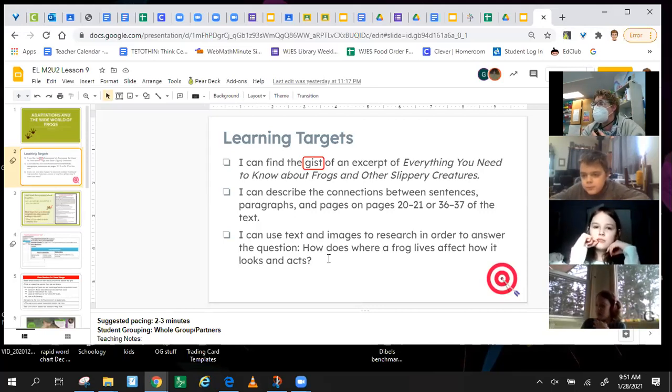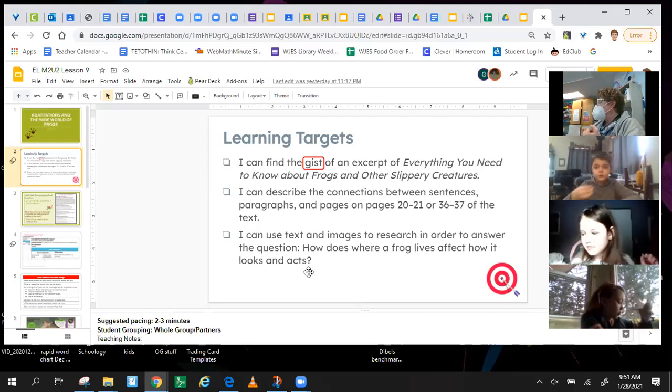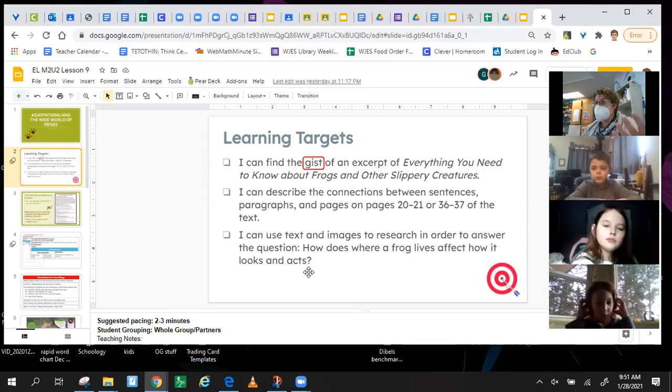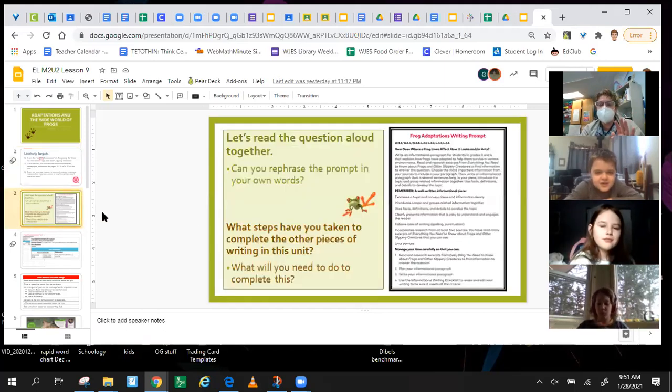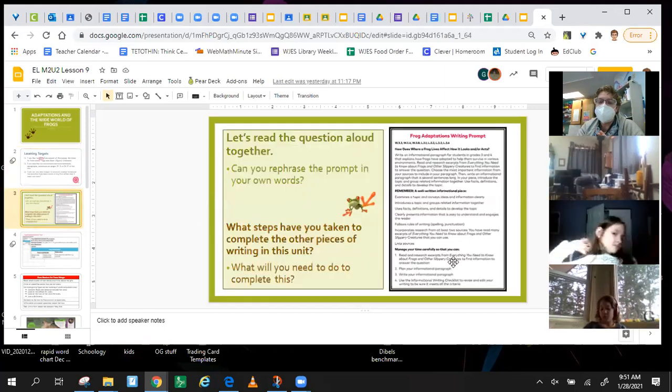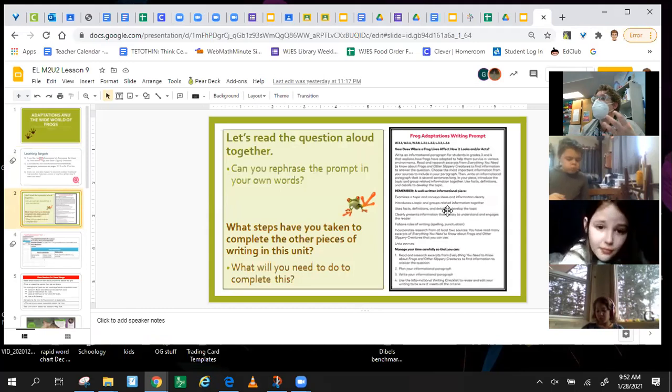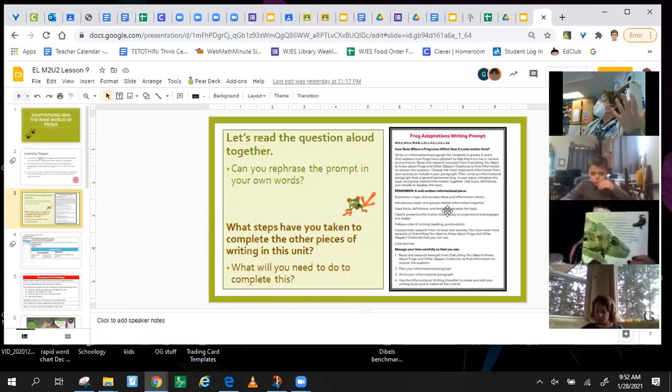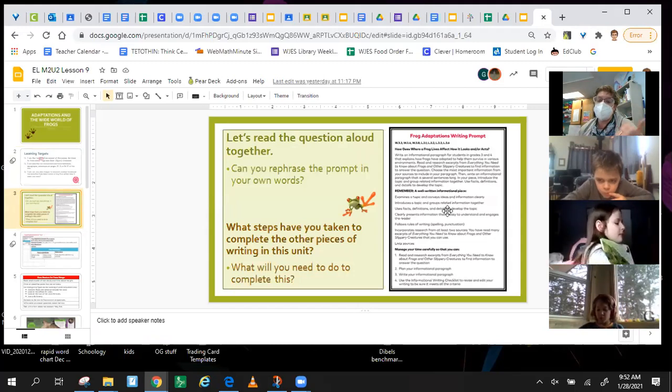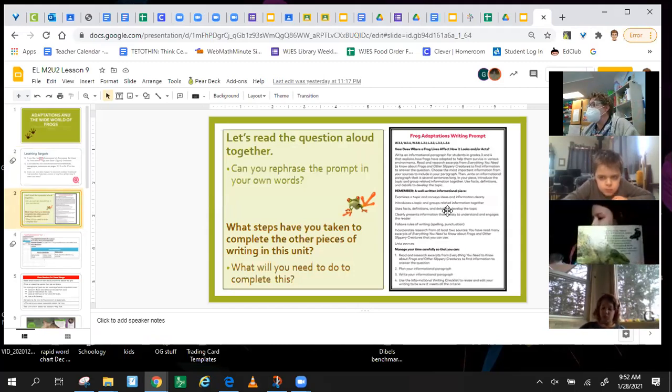Our last one is I can use texts and images to research in order to answer questions. Now, the question we've been looking at is, how does where a frog live affect how it looks and acts? Do you think today's frogs are going to have something about them that helps them live where they live? For sure. And as a reminder, in your workbook, you have this page about frog adaptation. You are going to be responsible for writing a paragraph about how frogs use adaptation to survive where they live. So you're going to need to really focus on today's information, which will help you accomplish that.